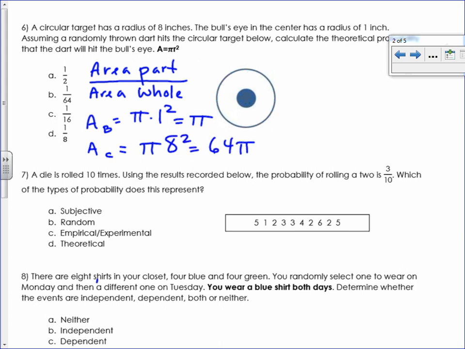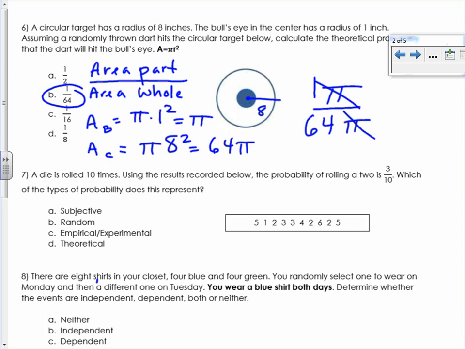And of course you can do this in decimals with the calculator and everything, but the answer is in fraction form. So the part over whole is going to be pi over 64 pi. So you can see that the pi's just cancel out, all right? And that just leaves us with the 1 over 64. Because they told us that the entire target has a radius of 8. So from here to here is 8. Okay? Any more questions about that one?